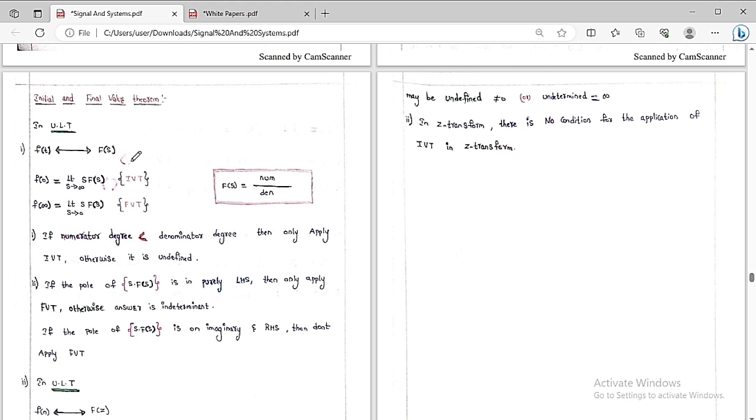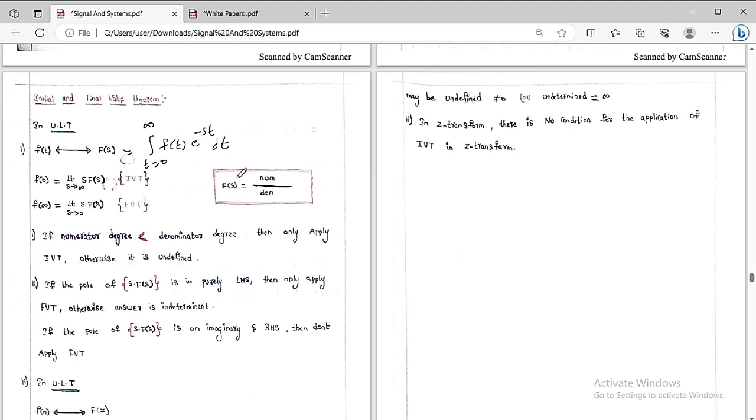F of s is nothing but the integration from t equal to 0 to infinity of f of t into e to the power of minus st dt. So this is the unilateral Laplace transform. So what is the initial value theorem? f of 0 is equal to limit s tends to infinity of s into F of s. This is called the initial value theorem. And the final value theorem is f of infinity is equal to limit s tends to 0 of s into F of s. So this is called the final value theorem.